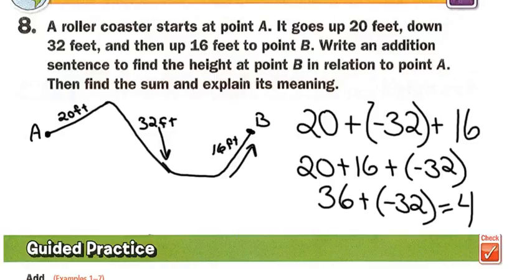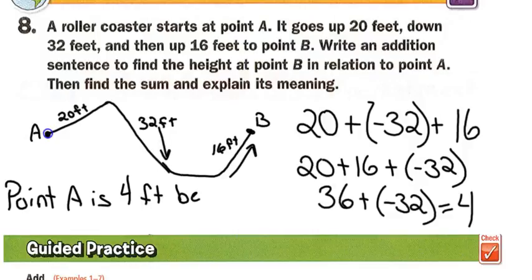So a couple ways for you to think about that. So what does 4 mean? Well, 4, since it is positive, is 4 feet. So that means point A is 4 feet below point B. Or you could say point B is 4 feet higher than point A. Either one means the same thing.